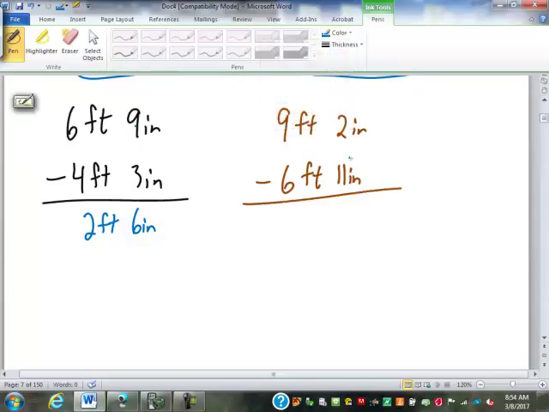So here, 2 inches minus 11 inches can't be done. So yes, we borrow, make this 8 feet. What's this become? 14, because the 1 foot has 12 inches in it. We have to add 12. 14 minus 11, 3 inches. 8 feet minus 6, 2 feet 3 inches.